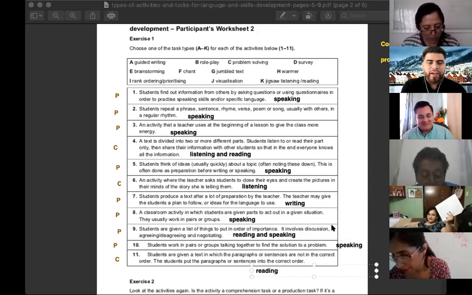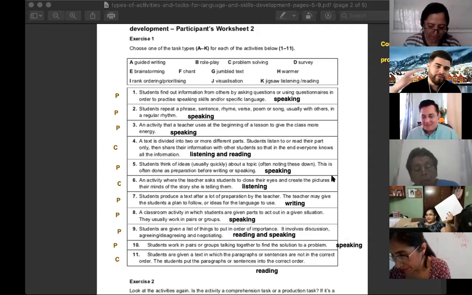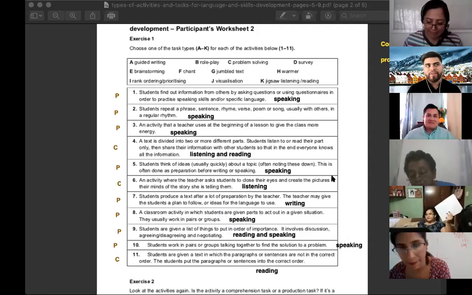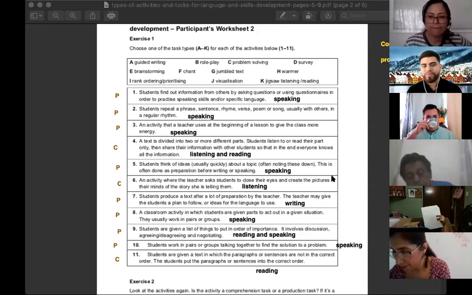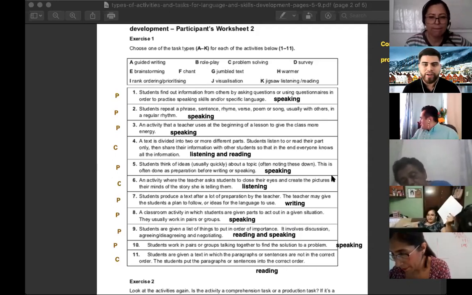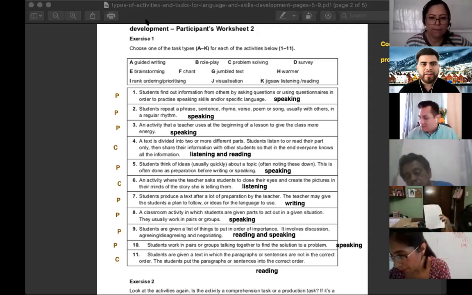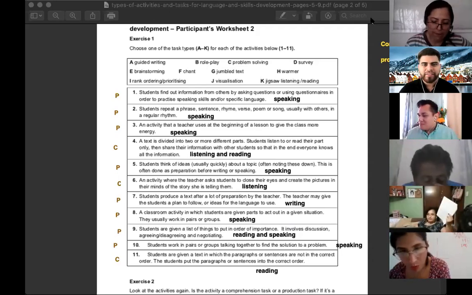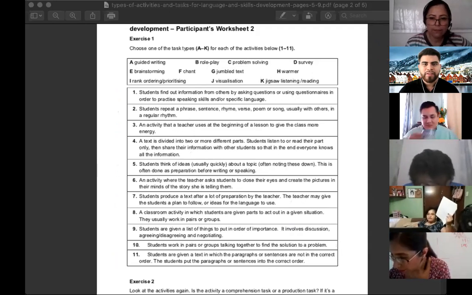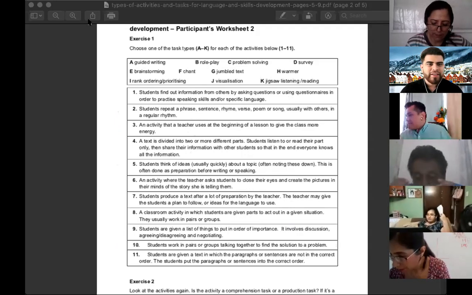Reading. Okay, guys, so here you have it. You have different activities for the different skills. If you ever feel like you don't know what to do for a specific skill, here are some options that you can use for your classes. Okay? Now, let's finish this slide.